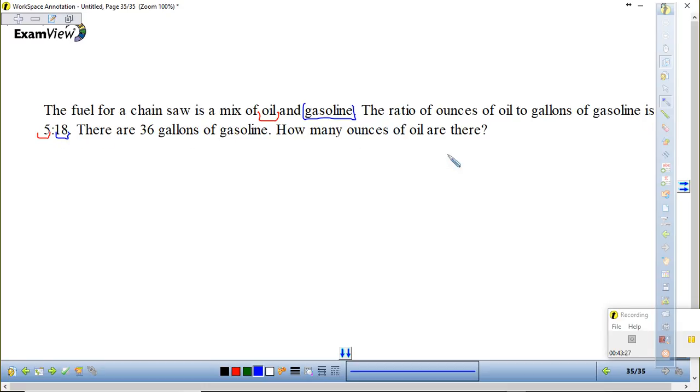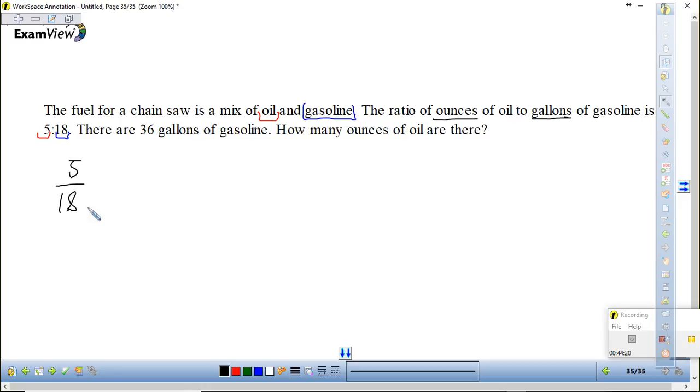Now, on the same token, look up, please. They give us two different measures. What are the measures that they give us? Gallons and ounces. Okay? So, how many ounces of oil? Ounces to gallons. I'm sorry, here it is. Ounces to gallons. All right. So, with that said, let's write a ratio for this one.